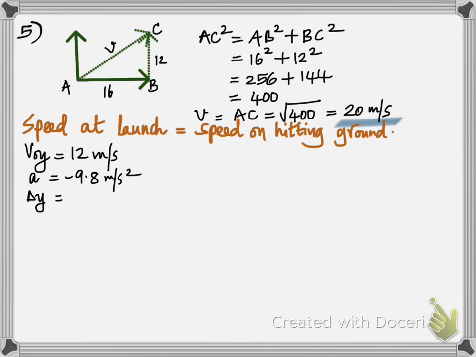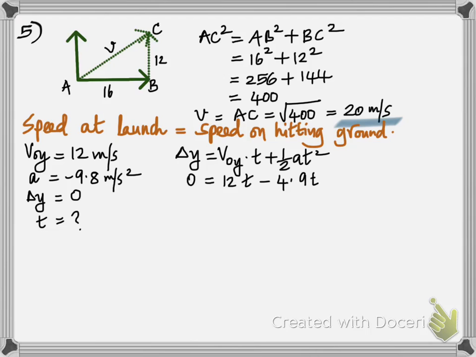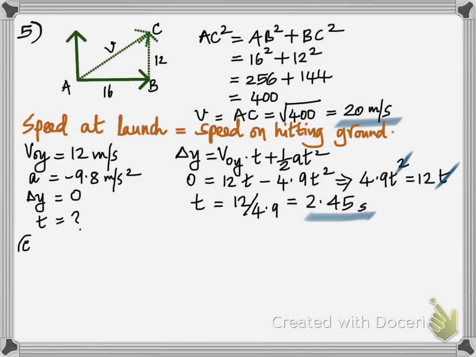So totally, if you look at it, it has not traveled along the y direction. That's why delta y is 0. T is the unknown. And the equation, of course, is the king of all equations. Delta y is v naught t plus 1/2 at squared. Substitute into this. You get 4.9 t squared is 12t. Cancel the t's. You get 2.45 seconds.